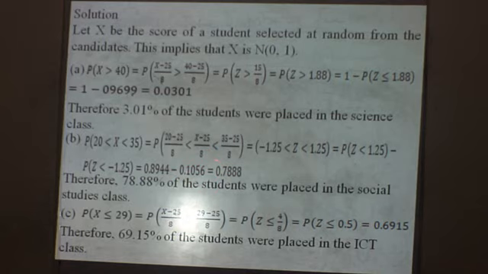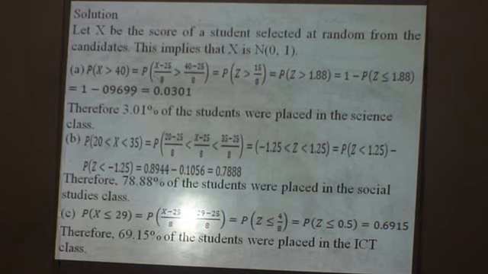And the probability of Z less than negative 1.25, we will get 0.1056. So when we subtract this from 0.8944, we will get 0.7888.